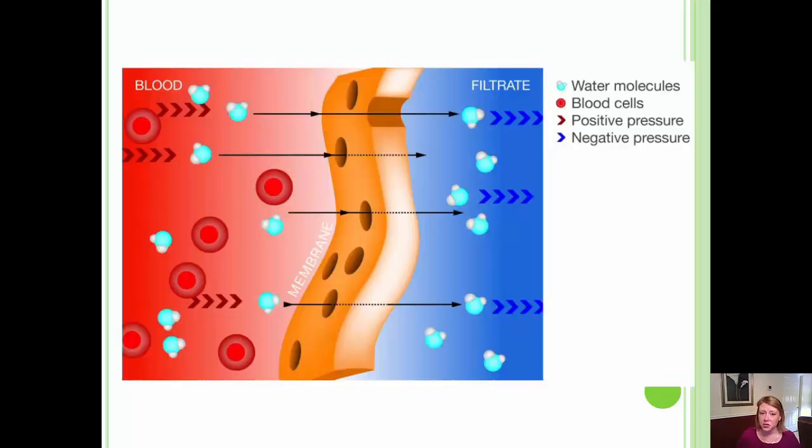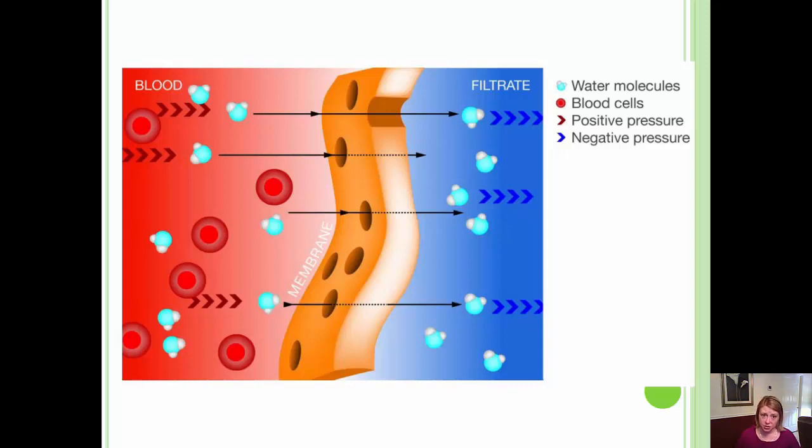The way that ultrafiltration works is that there is a positive pressure on the blood side of the filter, so when the blood is coming into the filter, it's under positive pressure. You can see by the diagram here, the little blue dots are representative of water molecules. The red dots are representative of blood cells.